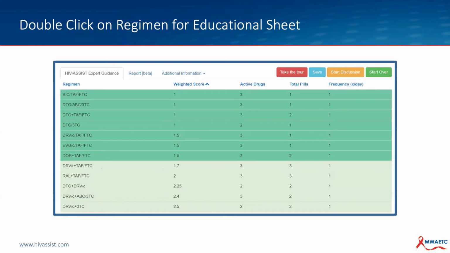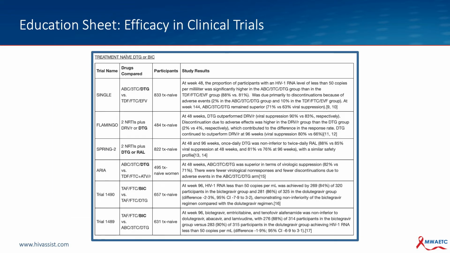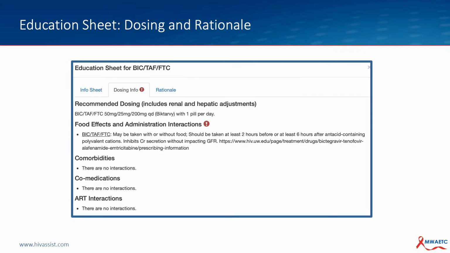Now, back to the same screen we saw before. Again, these are the four options that have the lowest weighted score. And I wanted to mention that if you double click on any regimen, that will give you an educational sheet. So if you click on BIC/TAF FTC, it will tell you some information about this. This draws from the DHHS and IAS-USA guidelines and from the National HIV Curriculum. It takes you to a new page, and if you scroll down, there's a lot of paragraph form information, but then there's a table that shows you all the trials comparing treatment-naive dolutegravir or bictegravir use in individuals.